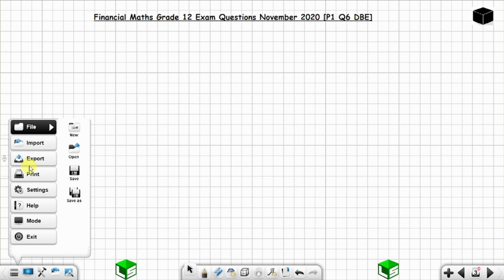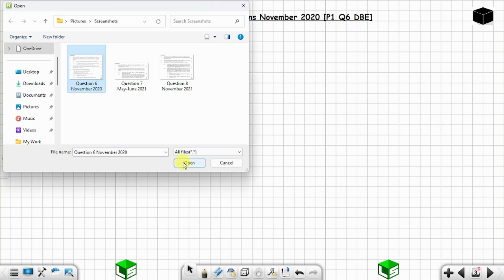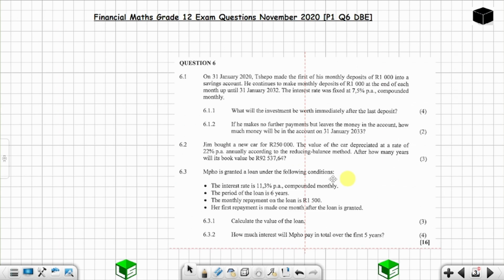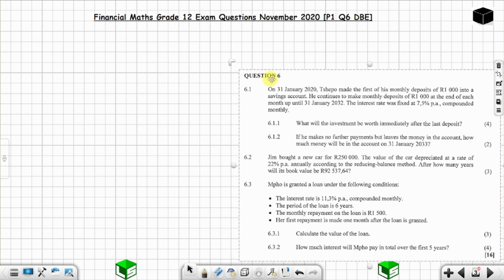Let me get the question again. Question 6 from November 2020. 6.1: on 31st January 2020, Tiepo made the first of his monthly deposits of 1,000 into a savings account. He continues to make monthly deposits of 1,000 at the end of each month up until 31st January 2032. The interest rate was fixed at 7.5% per annum, compounded monthly.